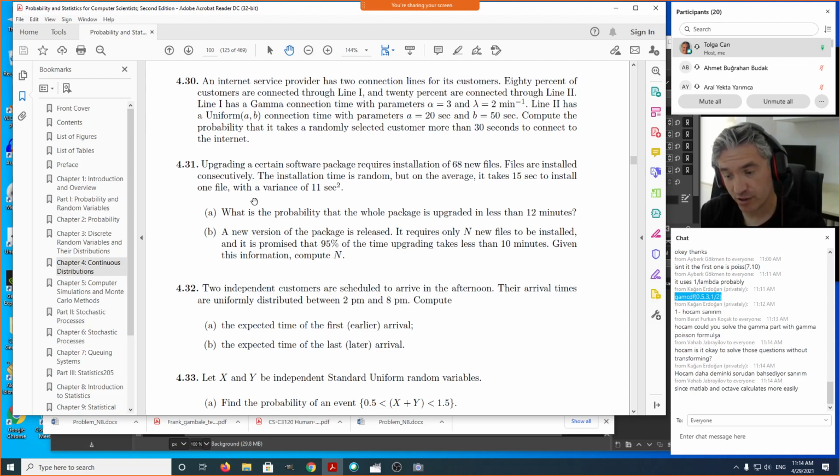But if in the question, some of these things, for example, the gamma Poisson formula, is not an approximation. It's an exact thing. Some of these are approximations, for example, the normal approximation to binomials. When we have some approximation, we use approximations like this.